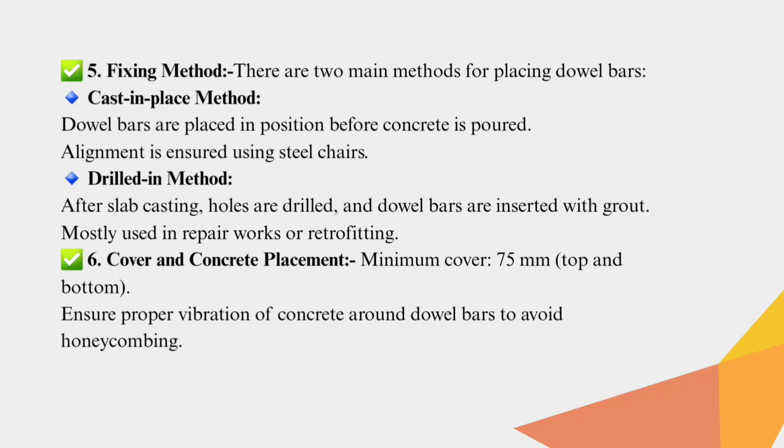The next point is cover and concrete placement. There should be a minimum cover of 75 mm at the top and bottom, and it should ensure proper vibration of the concrete around the dowel bars to avoid honeycombing. So this is all about the installation of dowel bars.